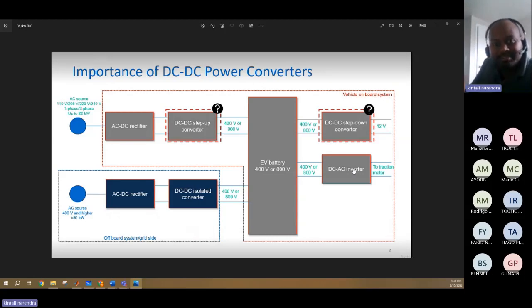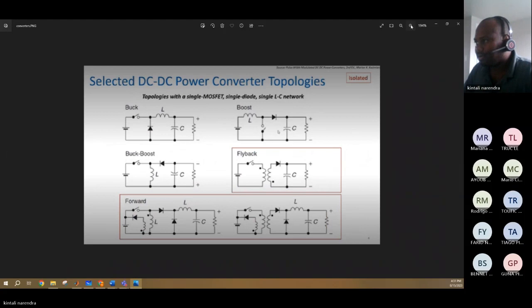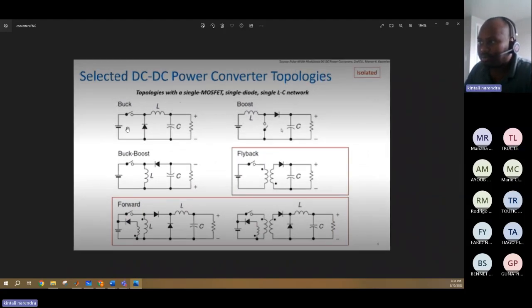So I think your question is clear, right? Here we use a step down converter. This is called a buck converter. I think you remember the circuit diagram also. Here, if you see, this is a buck converter. In a buck converter, if you provide 400 volts, you can step it down to 220 or 240, but you can't go to 12 directly.